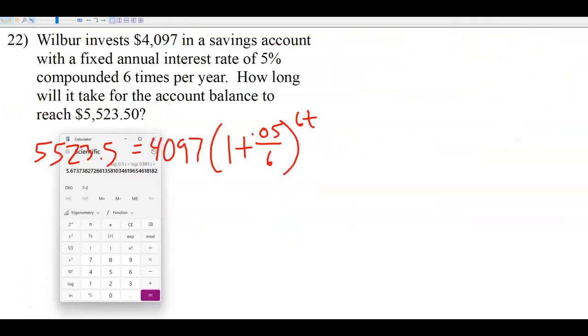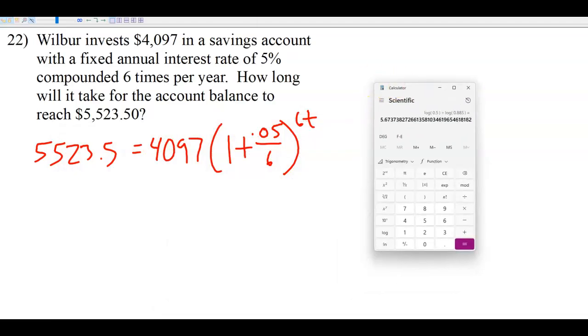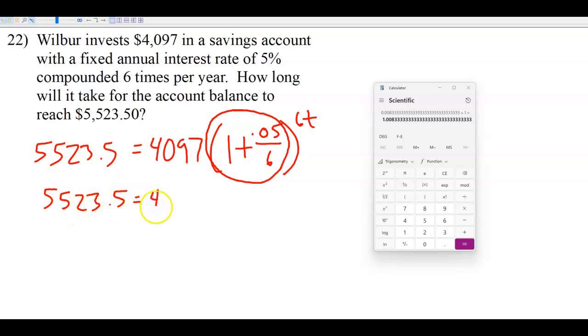All right, so from here we're going to start using our calculator a little bit to help us out. I'm going to begin by simplifying this piece here on the inside. So to do that, I'm going to do 0.05 divided by 6 first. And that's what this piece would be. And then I'm going to add 1 to it. So I get that. So let's go ahead and write that first. Okay. So there, I've plugged everything in.